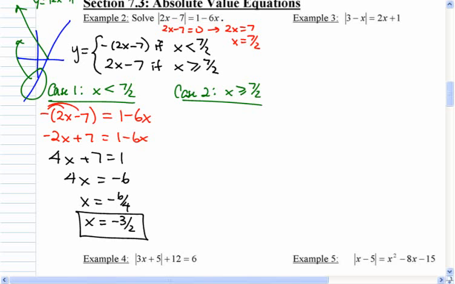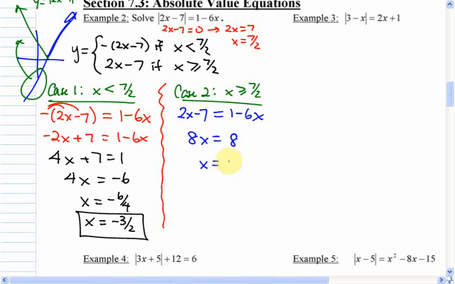Okay, let's go to case number 2 now. And I hope you did the same thing. In this case, what does the absolute value become? Just the regular 2x minus 7, no change, because this is the part of the graph that didn't change. No change here. So that equals, once again, 1 minus 6x. Let's go ahead and solve this. 8x equals 8x equals 1. Done. How many got those answers? How many finished the question?